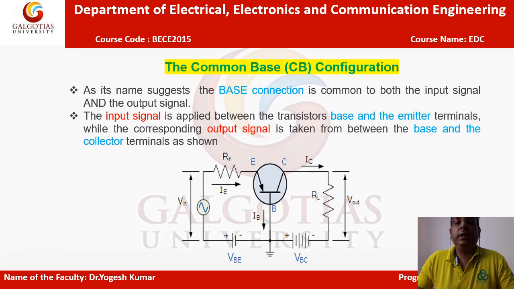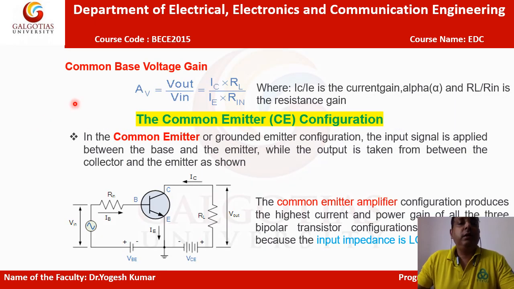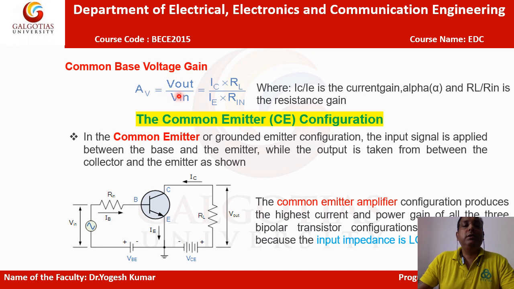Let's have a look at the parameters. The parameter is the common base voltage gain, which is nothing but the output voltage divided by the input voltage, the ratio of the output voltage to the input voltage. Output voltage is V = I into R, where the output current is the collector current and RL is the load resistance. Input voltage is nothing but IE into RI, where IE is the input current, the emitter current, and RI is the input resistance. So this is the common base configuration voltage gain.